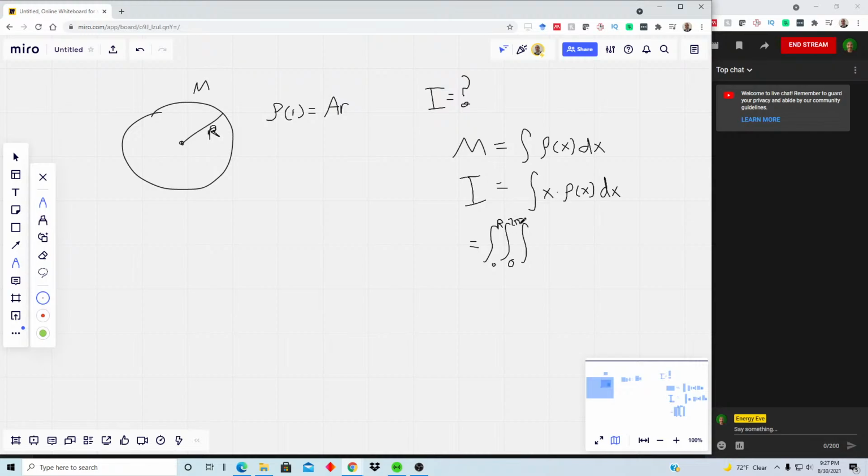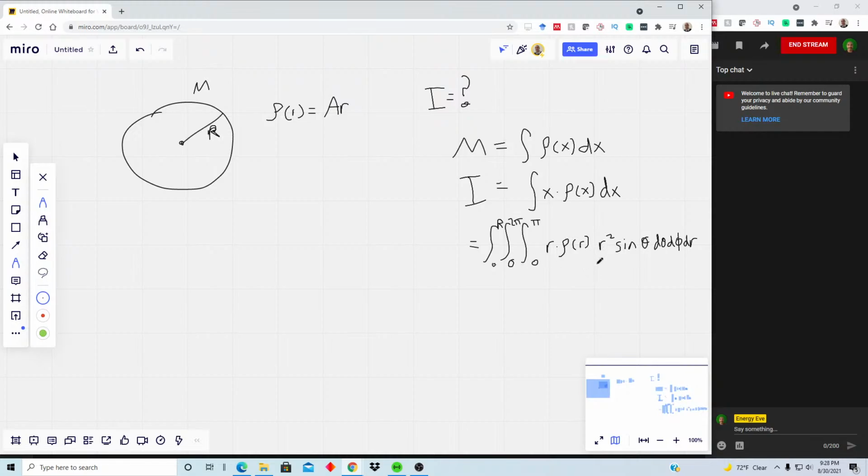And so I believe that these two together are considered the azimuthal component. And so we have x in this case is actually r times rho of r, because in this case it's only going to be dependent on r. And then you need the Jacobian part, which ends up being r squared sine theta d theta d phi dr.